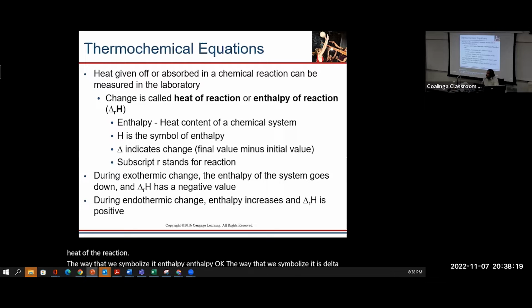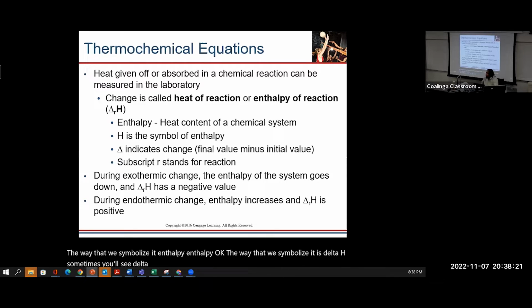Sometimes you'll see delta H R. Sometimes you'll just see delta H. Sometimes you'll see delta H naught. Sometimes you'll see delta H combustion. Sometimes you'll see delta H fusion. They mean approximately the same, except delta H naught is usually done at standard temperature.